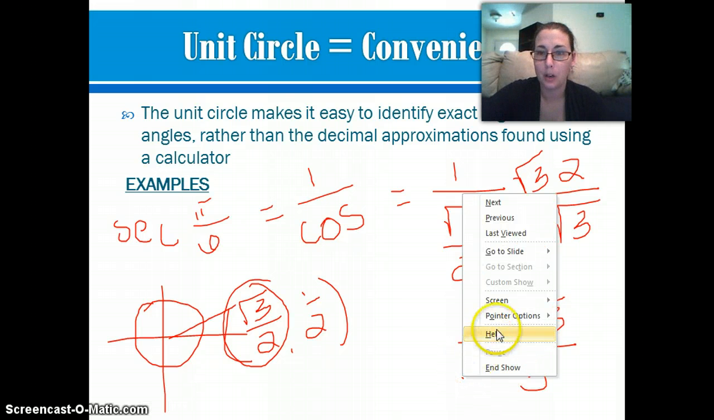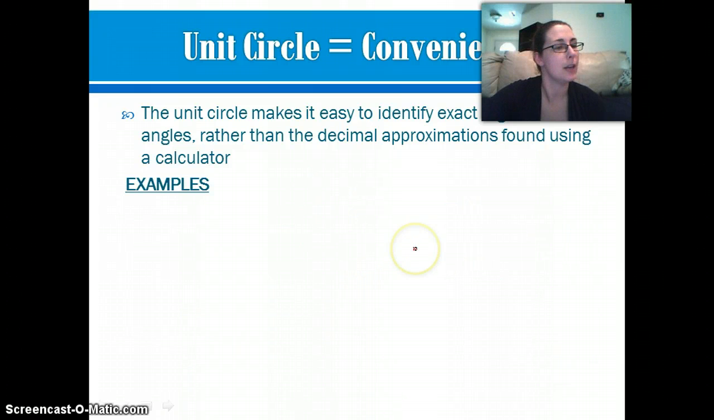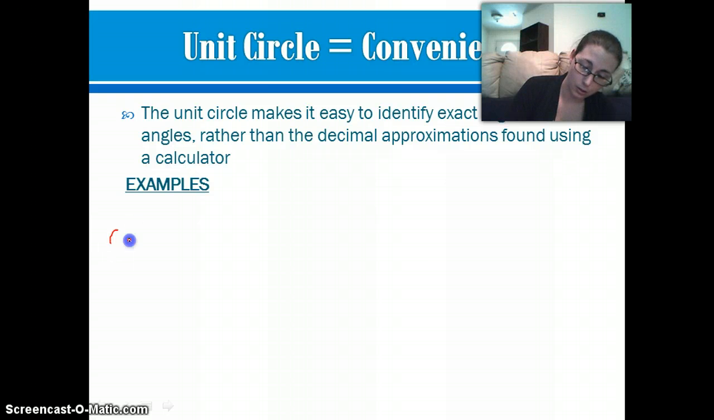Let me clear my work. And we'll look at a new example. Let's see, how about we look at one in the fourth quadrant, 7 pi over 4. Let's say that we wanted to find the cosecant of 7 pi over 4.